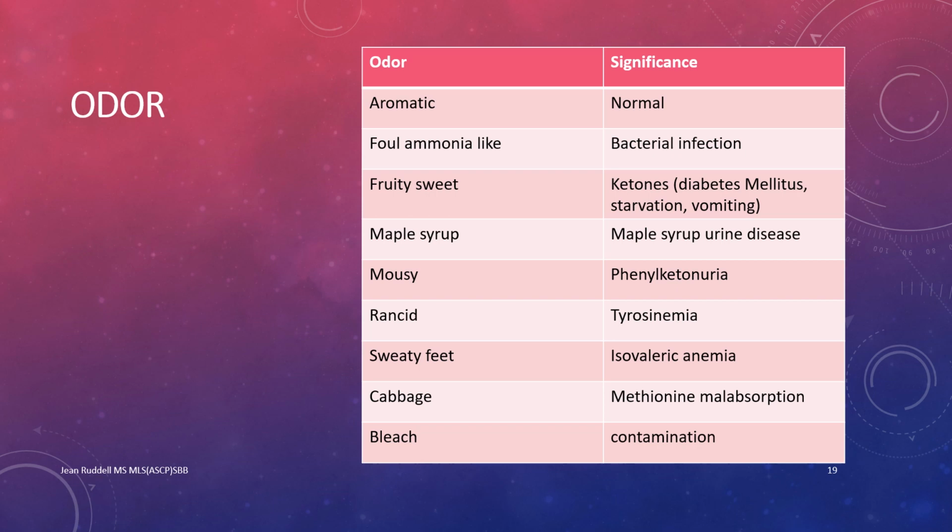If it's mousy, it may be phenylketonuria. If it's rancid, it may be tyrosinemia. Sweaty feet, isovaleric acidemia. If it smells like cabbage, this may be methionine malabsorption. If it smells like bleach, it means someone got some bleach in the sample cup, so that sample's no good.